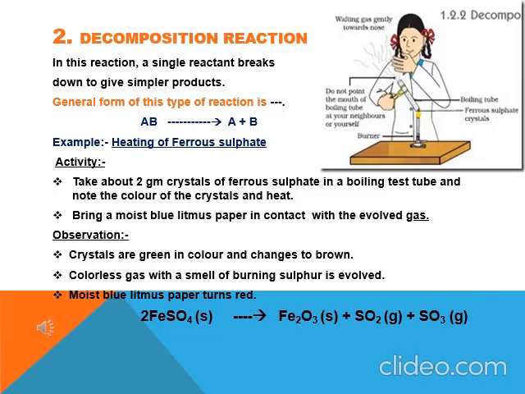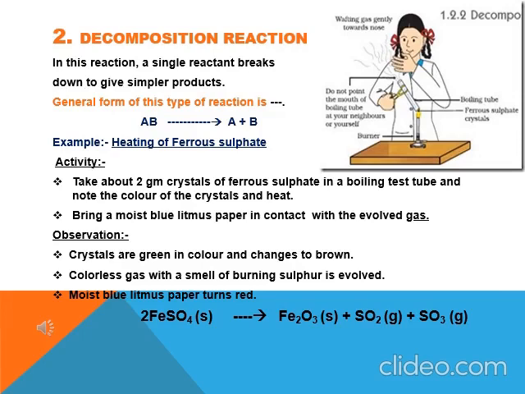Now the second type of chemical reaction is decomposition reaction. In this reaction, a single reactant breaks down to give simpler products. Here we will take one reactant which, after the reaction, forms two or more products. So one reactant decomposes to form two or more simpler products. This is the general form of the reaction: AB gives rise to A plus B, where AB is the reactant and A and B are the different products formed.